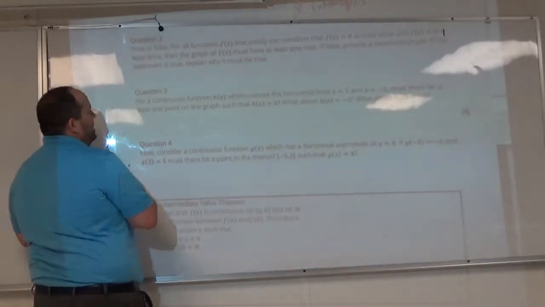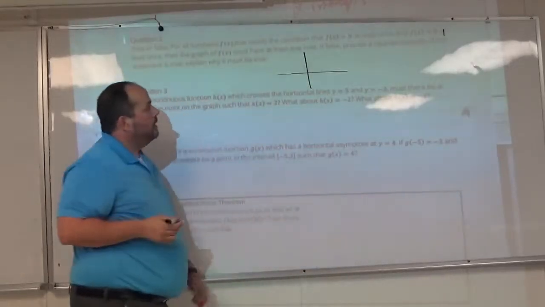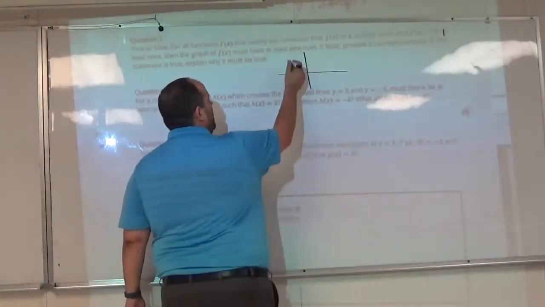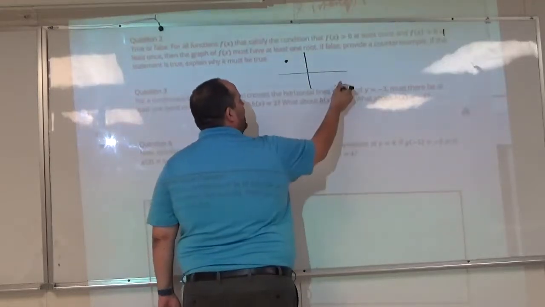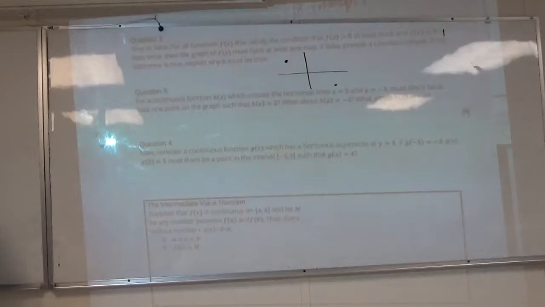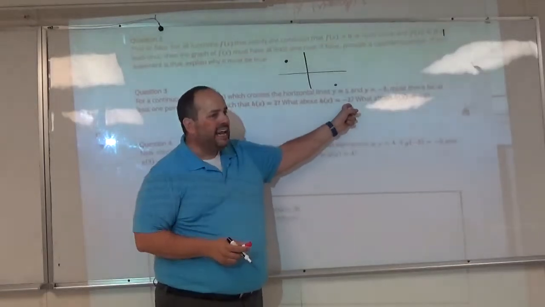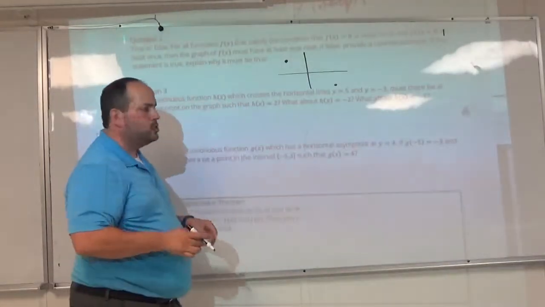So let's start with the sketch. What do we know? There's a point above and a point below. Does there have to be a root? Is it possible to go from here to here and not have a root this time? Abraham, why are you so sure?